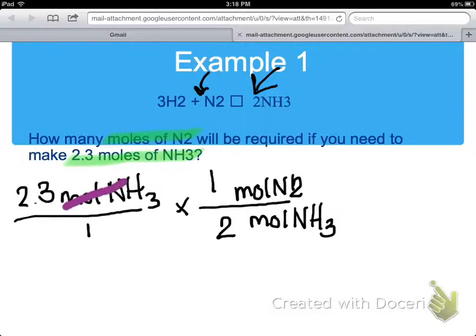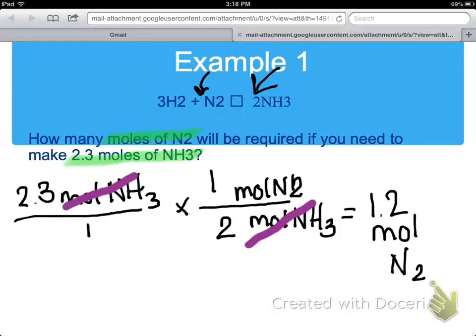So you can see that the moles of NH3 will be canceled out. So we'll be left with moles of N2. So to do that calculation in your calculator, you're going to plug in 2.3 divided by 2. My answer that I'm going to get is 1.2 moles, and we're going to label it N2.